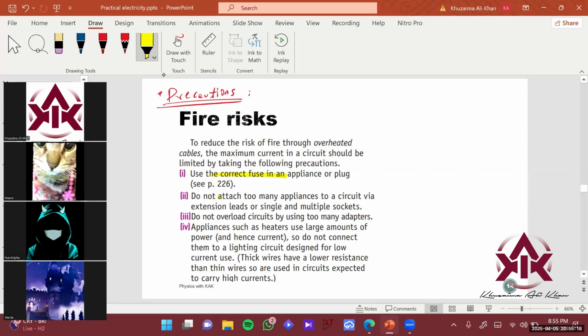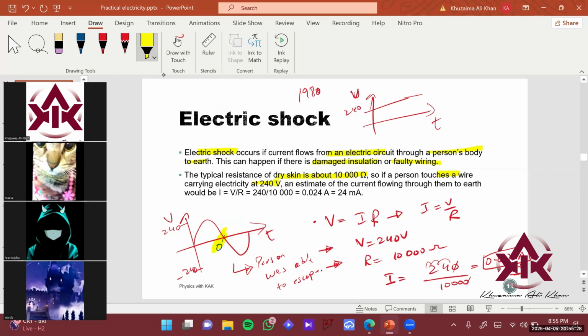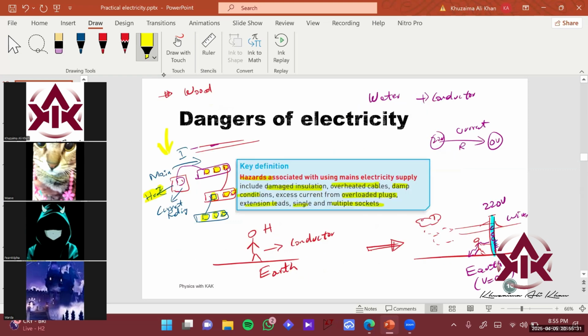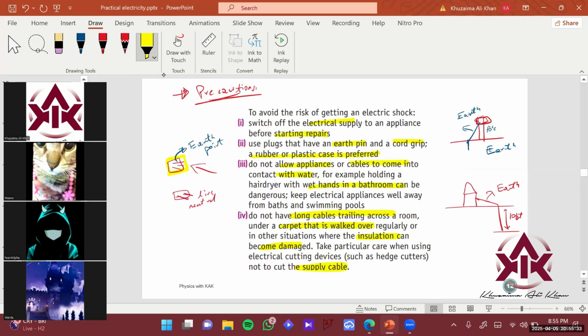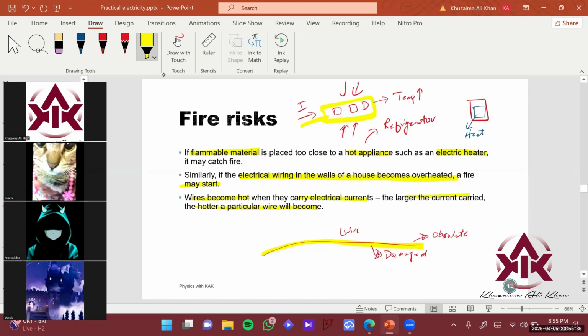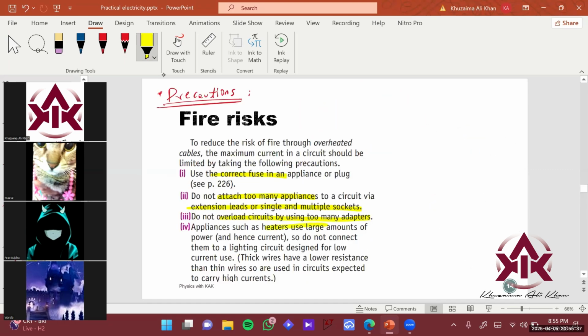Do not attach too many appliances to a circuit via extension leads, which we just saw in the last example. Do not overload a circuit by using too many adapters. Again, an example is extension boards: if you are using a single socket, do not connect multiple extension boards, because you can heat up the sockets and cause a fire. Appliances such as heaters use a large amount of power, so do not connect them to a lighting circuit.